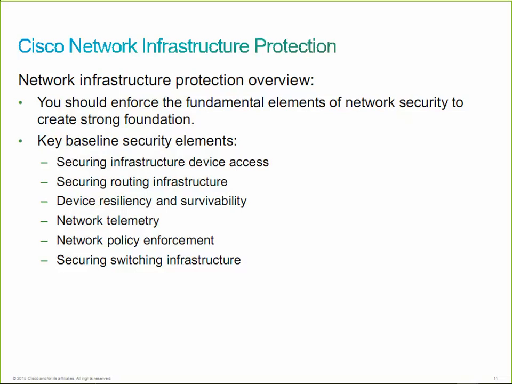All right? So we need to make sure that we secure our infrastructure device access. We need to make sure that we secure our routing infrastructure. We have to make sure that we have availability. That's part of that CIA triad: confidentiality, integrity, and availability. So we have to design in resiliency and survivability. We need to make sure that we have the ability to capture network telemetry and be able to identify the policy enforcement points on the network and secure our switching infrastructure and so on. Lots and lots of different aspects.